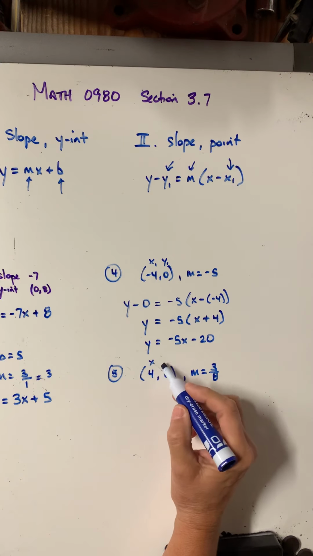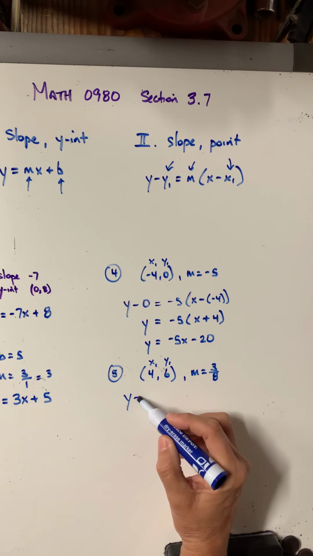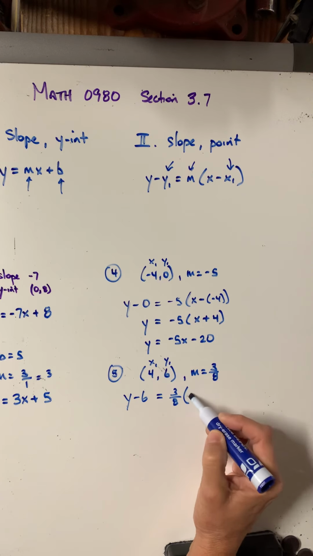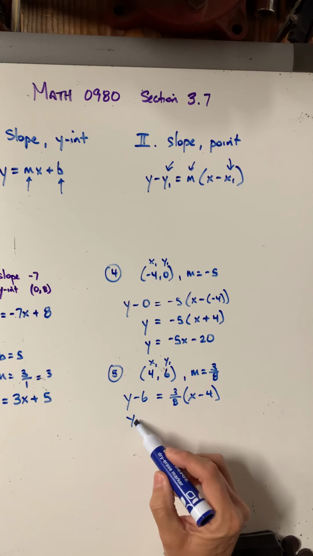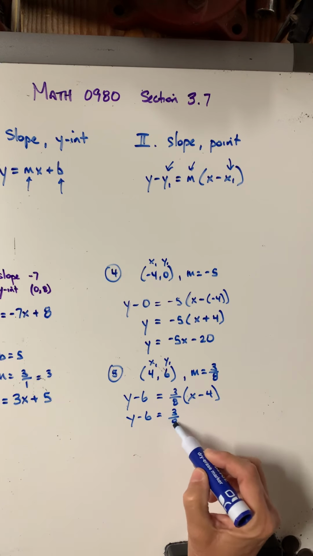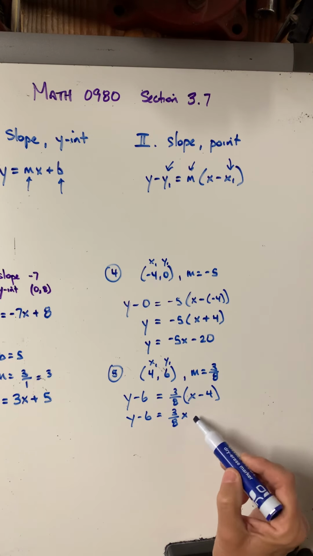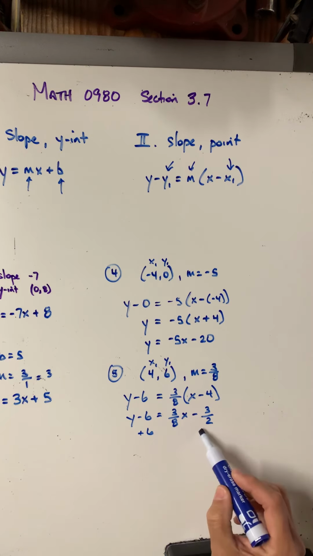So I'm going to label this x1, y1. So I'm going to go y minus 6 equals 3/8 times (x minus 4). Okay, so do your distributing first, and you could certainly use your calculator for the fraction part if you need to. 3/8 times negative 4 would become negative 3/2. Then I would add 6.